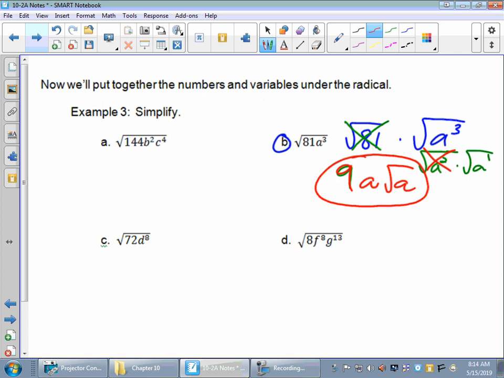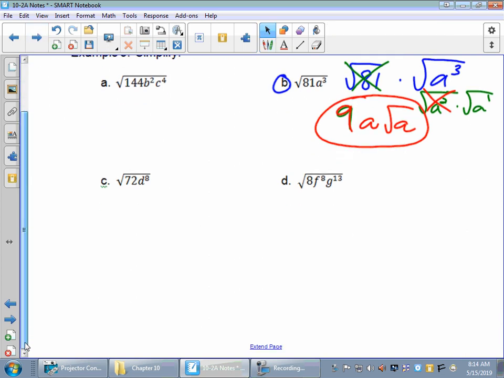And I know some of these look funky, but this is the way that we break these down. Notice there's no decimal answers. Now, we look at 72. Okay? Our letter C here. Letter C: the square root of 72d to the 8th.